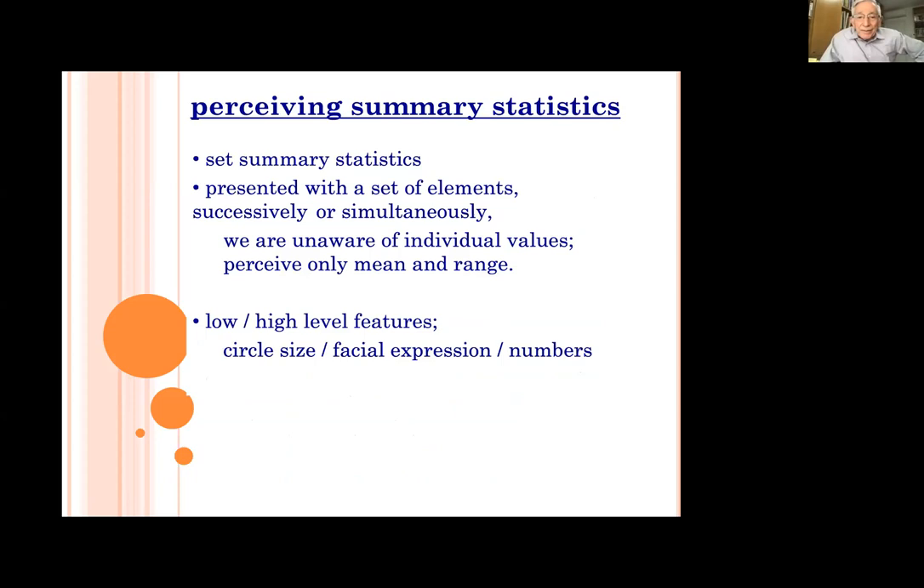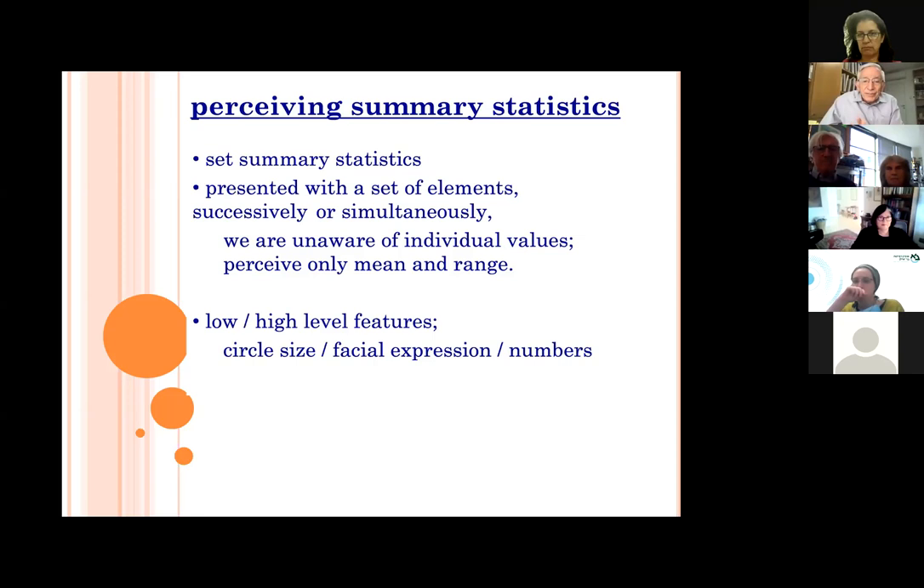And the thing that we find is that when presented with a set of elements, either successively or simultaneously, we're unaware, if we are presented quickly and so on, of the individual values, but we perceive the mean and range, okay? This is true for high level and low level features. I'll give examples. This is done on Ariely.